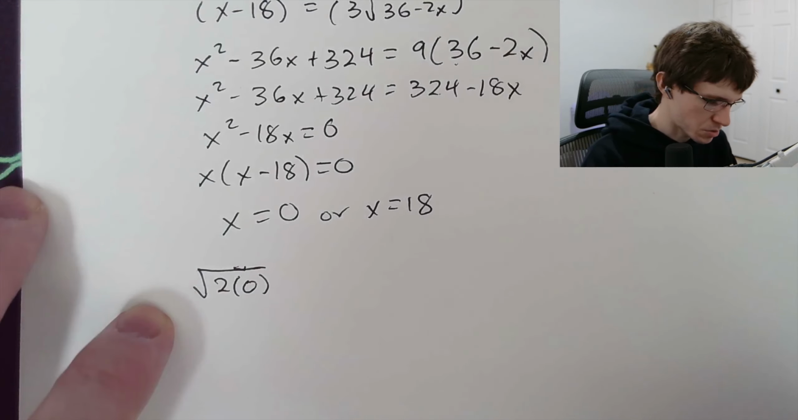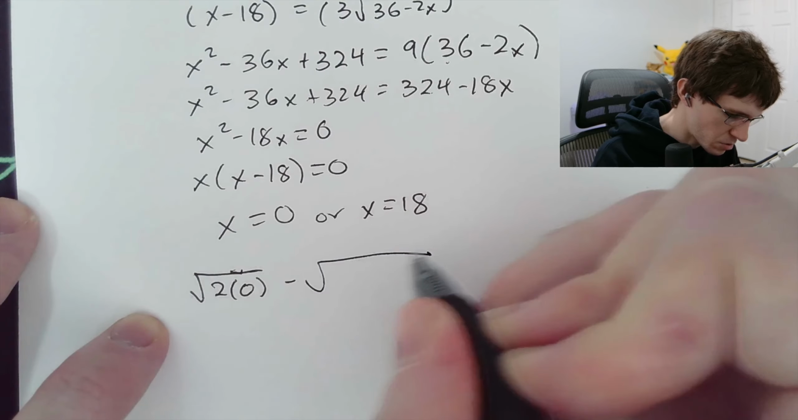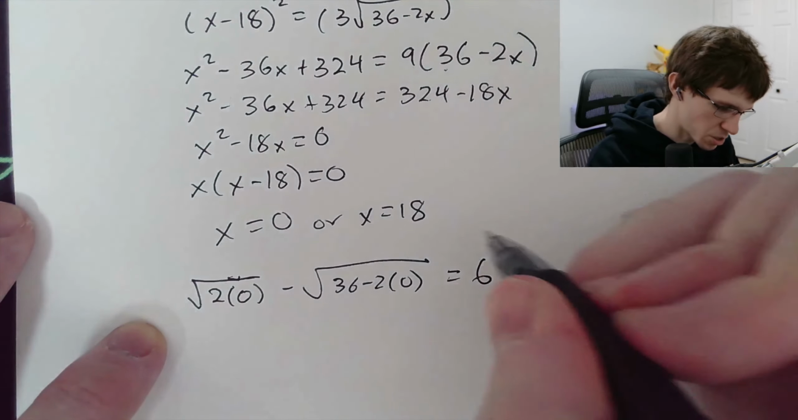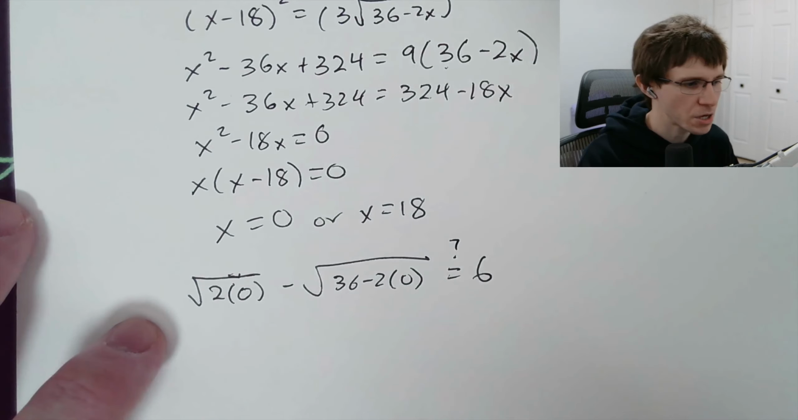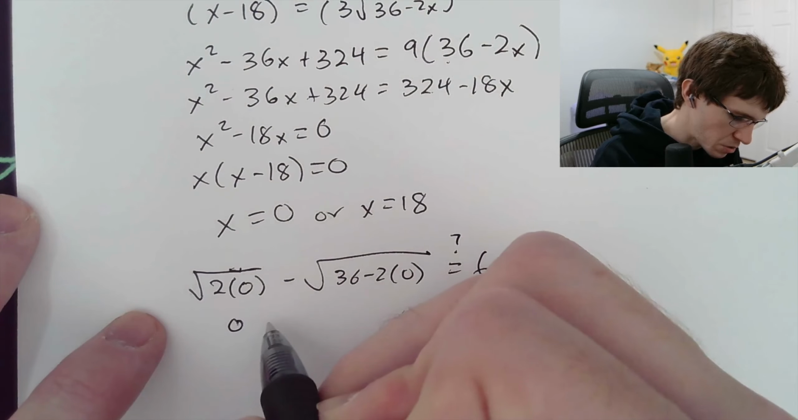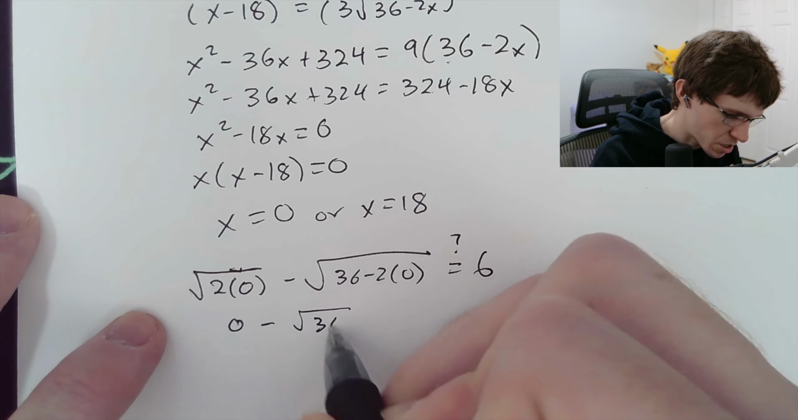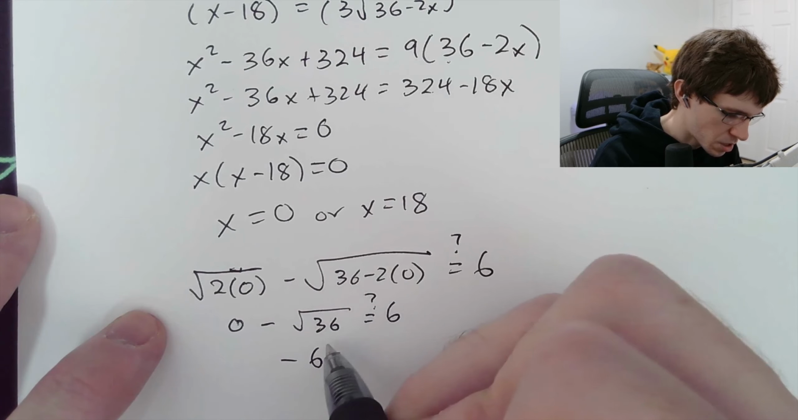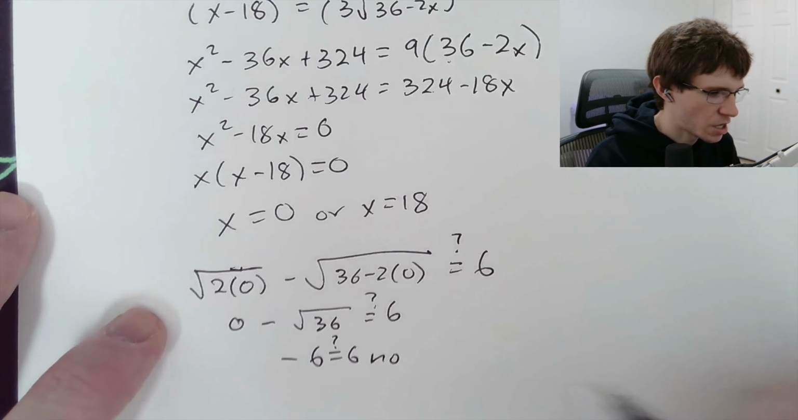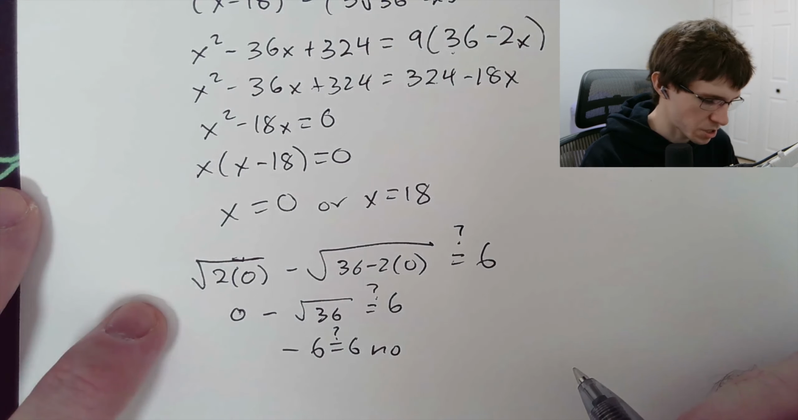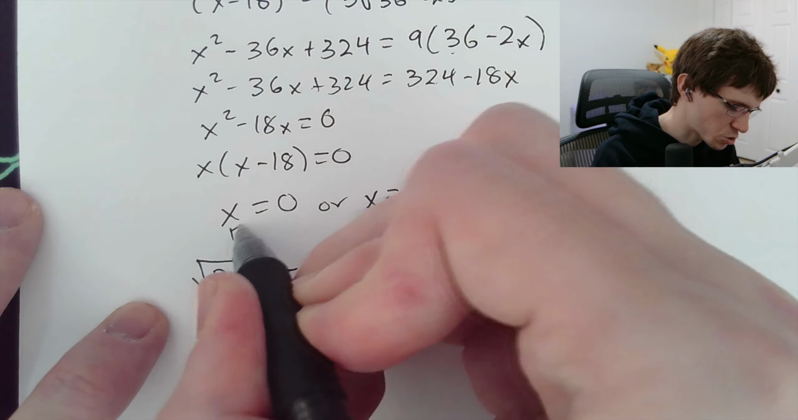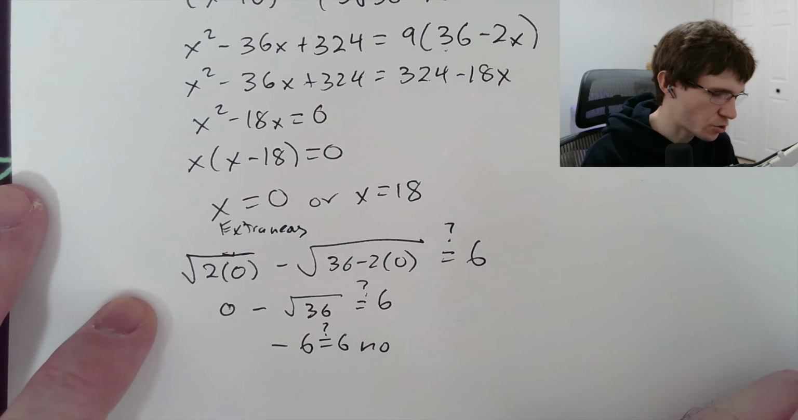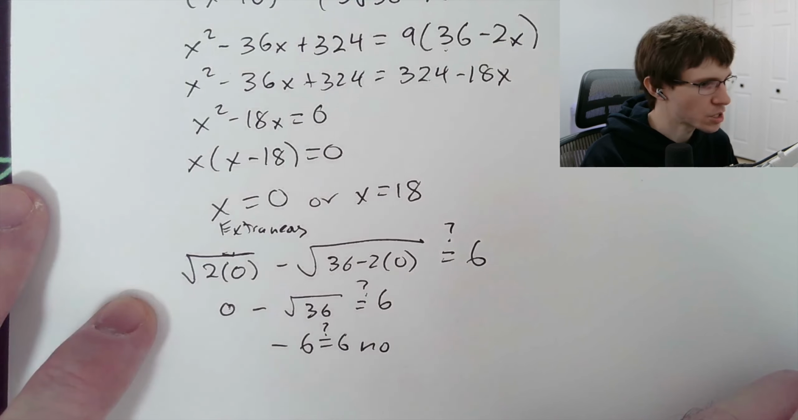So 2 times 0 minus the square root of 36 minus 2 times 0 is equal to 6. We're asking ourselves, is this true? So I like putting a question mark over my equal sign because I'm not certain yet. So 0 minus the square root of 36 is equal to 6. Negative 6 is equal to 6. No. So because negative 6 is not in fact equal to 6, we know that x equals 0 is what we call an extraneous solution. So we know this one is simply not going to be an answer that works for us.